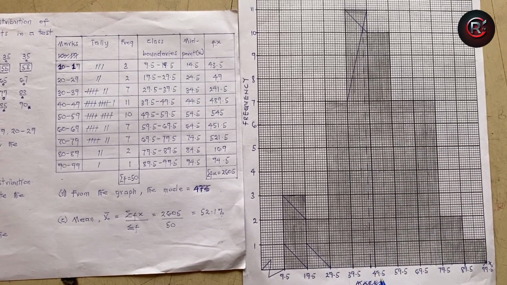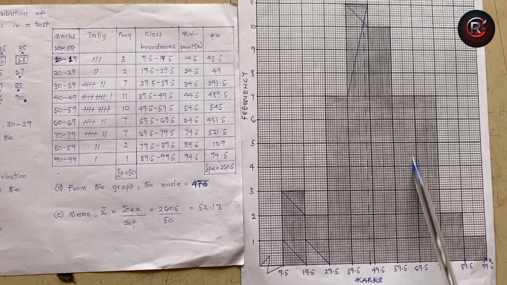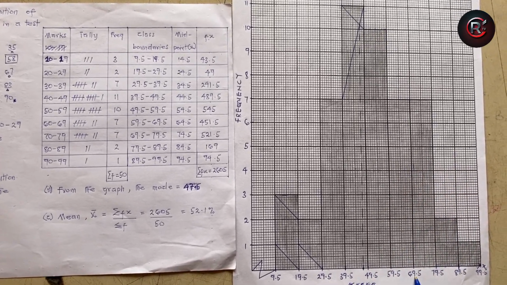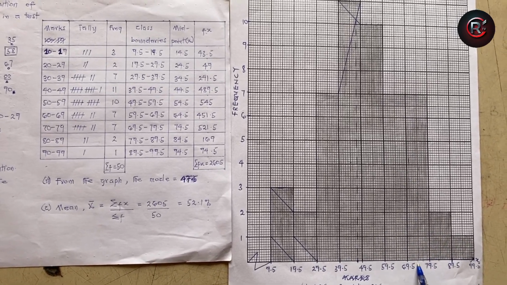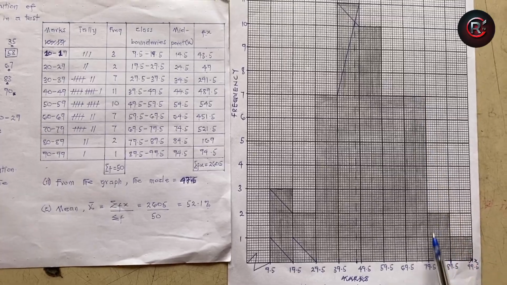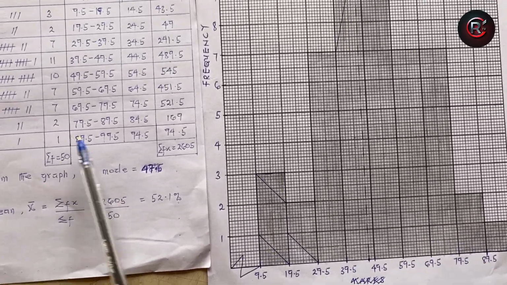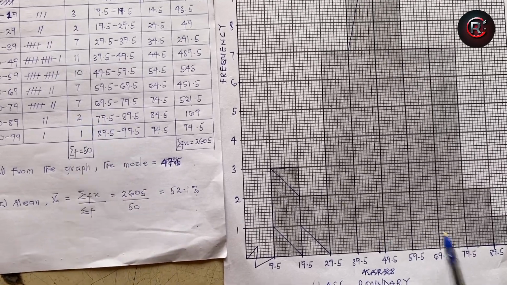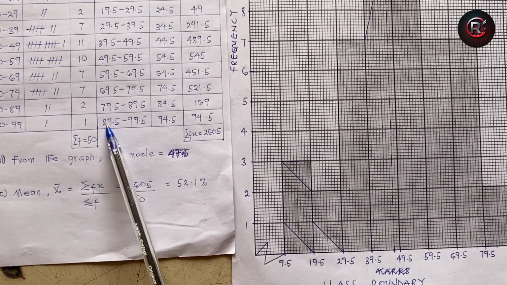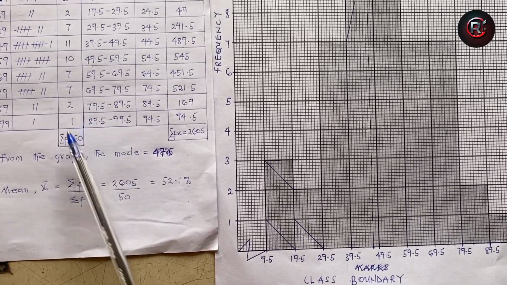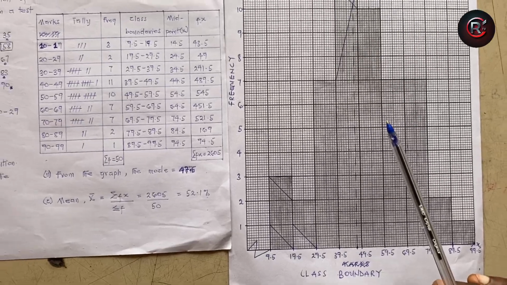We do the same to 49.5 to 59.5, which is 10. So we join. Then 59.5 to 69.5, we join. 69.5 to 79.5, the frequency is 7. Then we join. 79.5 to 89.5, our frequency there is 2, as we can see. And 89.5 to 99.5, our frequency is 1. So we join. So this is how we can construct a histogram.